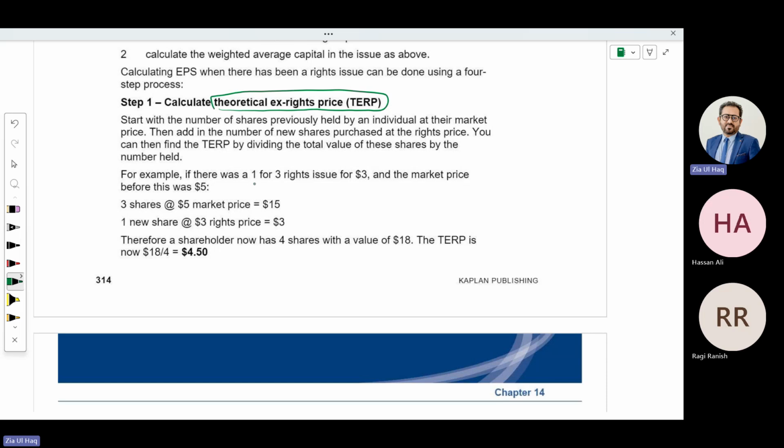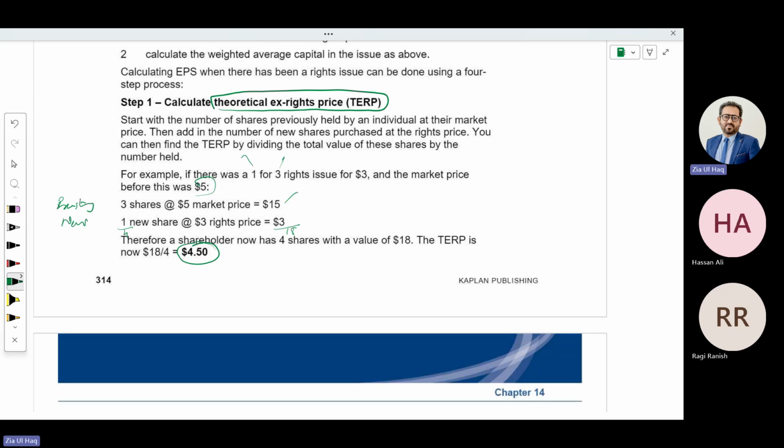For example, if there was a 1 for 3 rights issue, where the market price is 5. I mean, for existing 3 shares, they will get 1 new. So existing 3, what is the existing market price? 5, which is equal to 15. What is the new? 1 share at what new price? 3. So is equal to 3. So 15 plus 3 is equal to 18. How many shares now? 4. So 18 by 4, 4.5. What is that? Theoretical ex-right price.